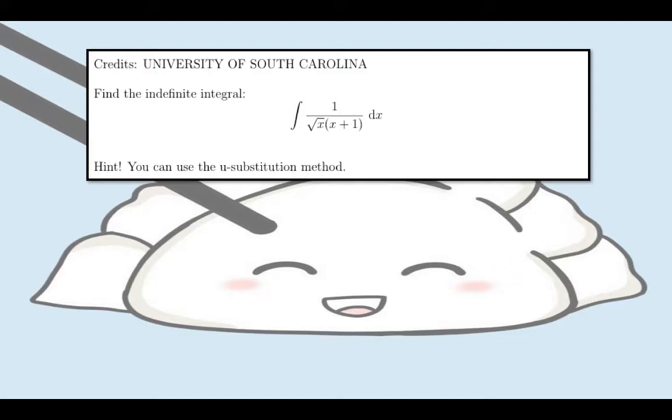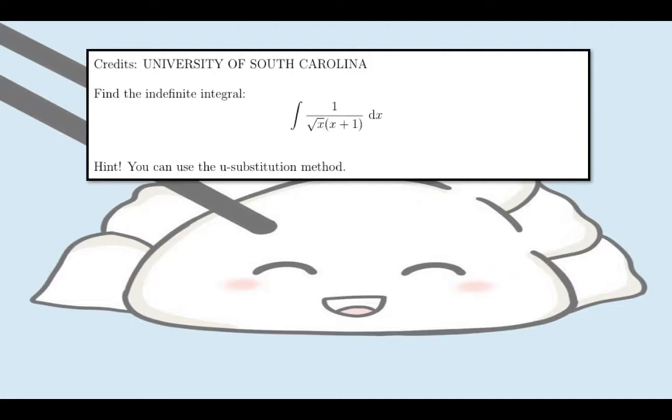Find the indefinite integral, the integral of 1 all over square root of x times x plus 1 with respect to x. For a small hint, you can use the U-Substitution method. Pause this video if you would like to give it a try. If you're done with it, let us dive into the solution.